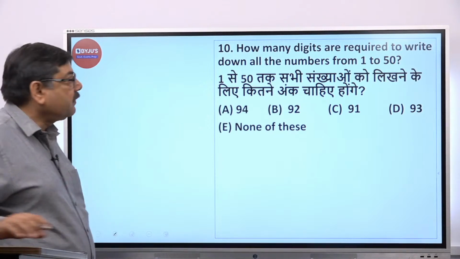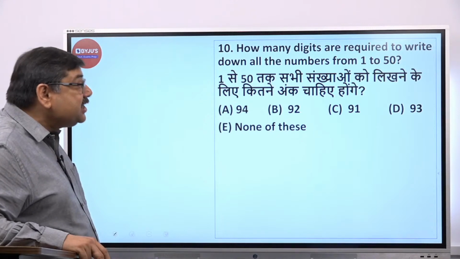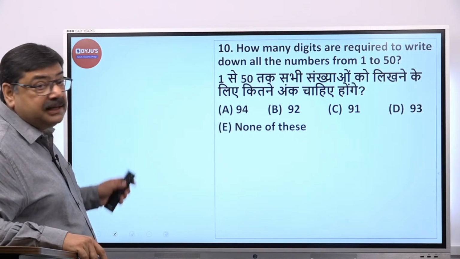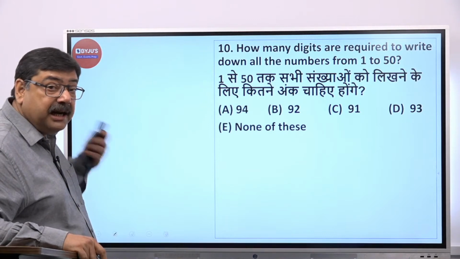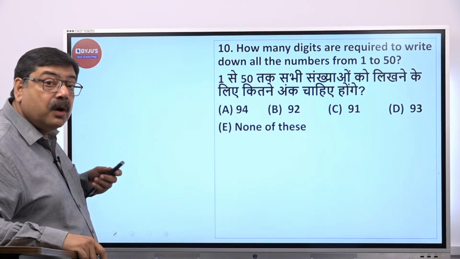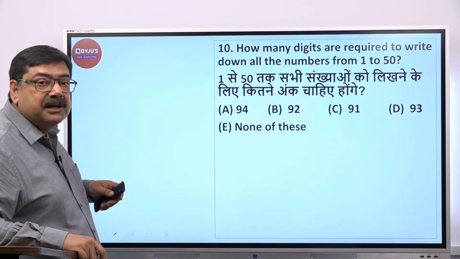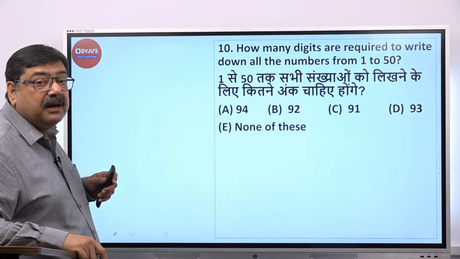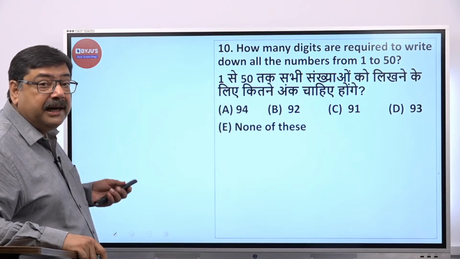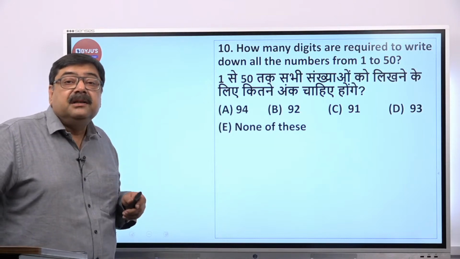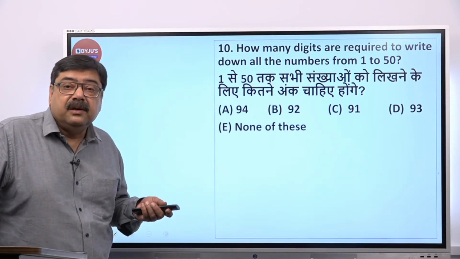Okay, let's start. How many digits are required to write down all the numbers from 1 to 50? So from 1 to 50 you have single digit numbers as well as double digit numbers. While writing down numbers from 1 to 50, you will write down numbers which are single digit and which are double digit. All right.